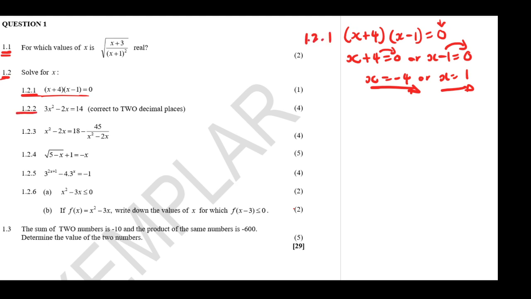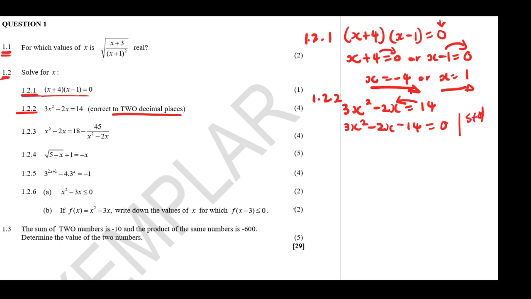And then to do 1.2.2, we are given a standard form of 3x squared minus 2x is equal to 14, right? And you're told that our answers must be in 2 decimal places, right? Let me just write 1.2.2. So the first thing we do, we transpose this to the other side. We have 3x squared minus 2x minus 14 is equal to 0. It's important for you to transpose it so that you have your standard form, right? This is a standard form of equation. You get a mark for that.